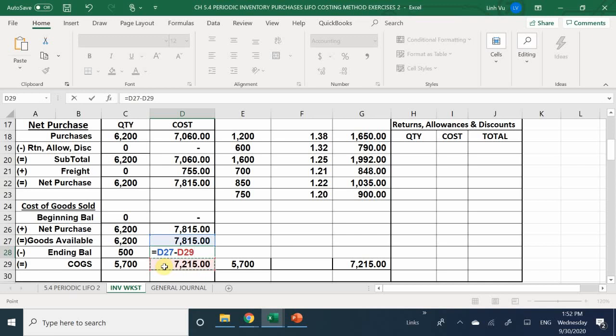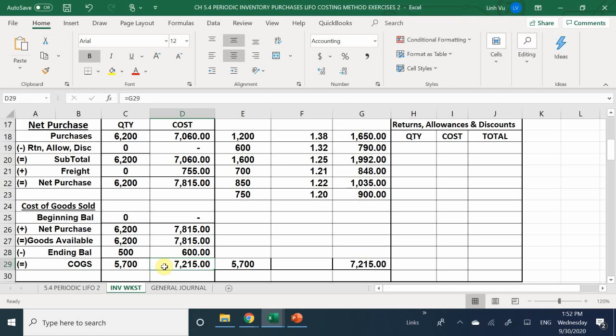And that leaves us with 600. Then that, oh, right. What do you mean? Taking the goods available amount minus the cost of goods sold to get 600. Good. Perfect.